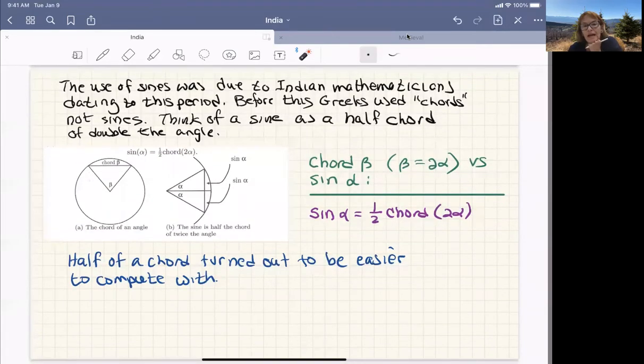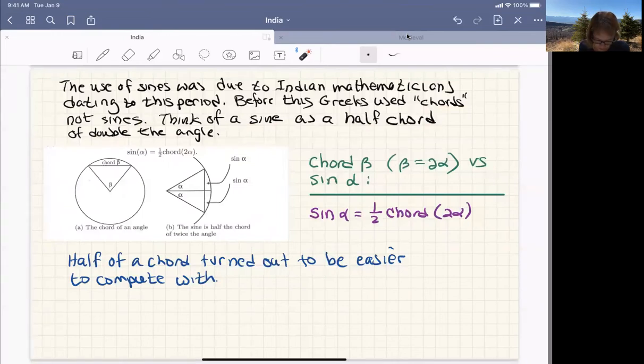Now, the use of sines was due to Indian mathematicians during this period. Before this, Greeks used chords instead of sines. So let's look to see how these two concepts are related. So think of a sine as a half chord of double the angle. So let's take a look at the picture.